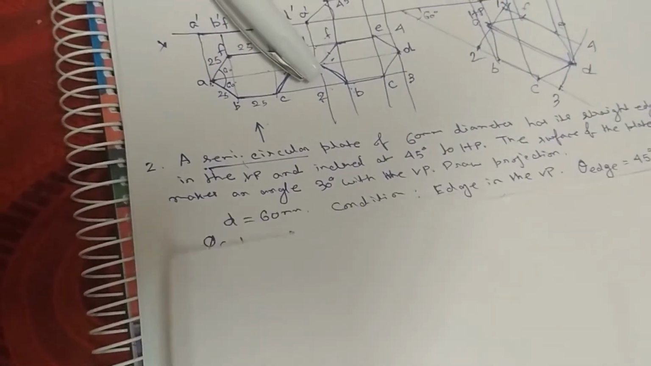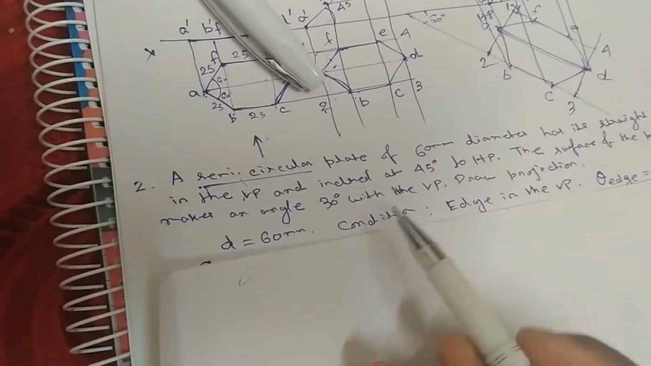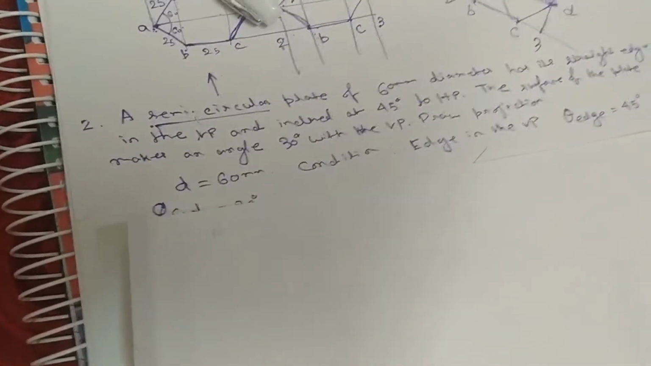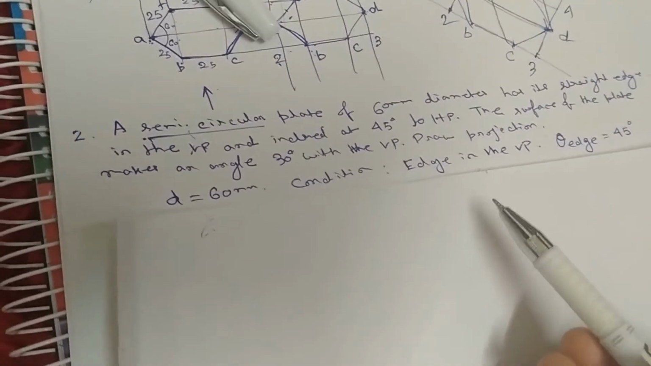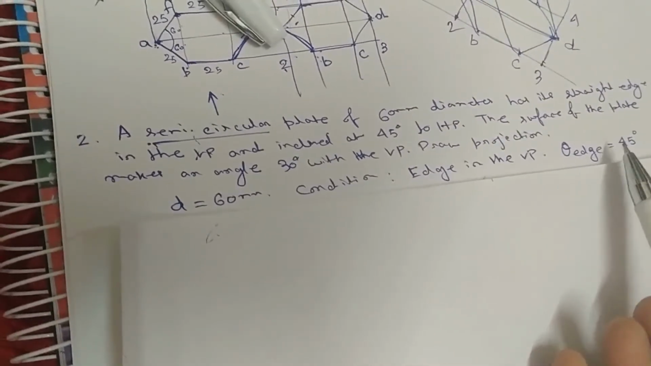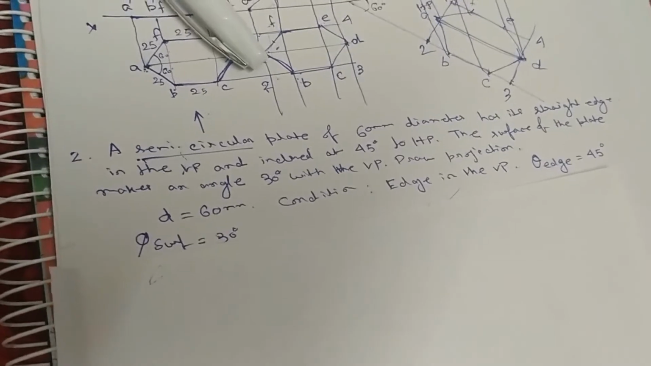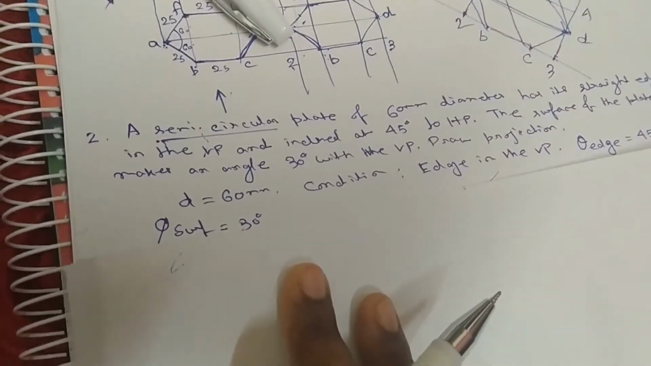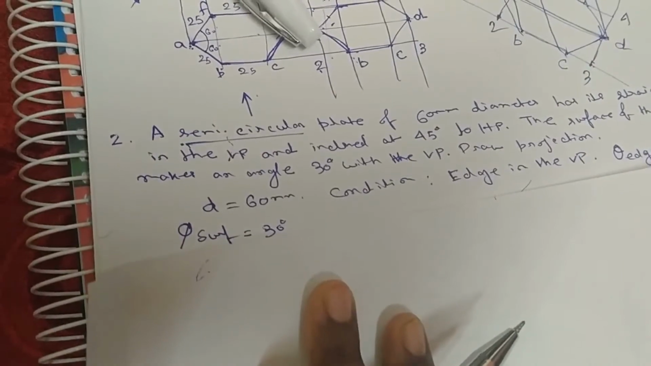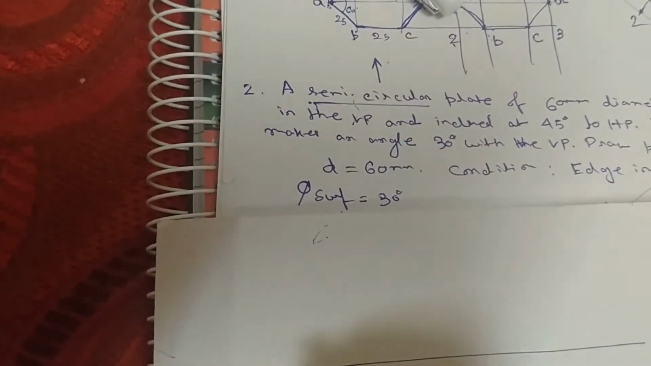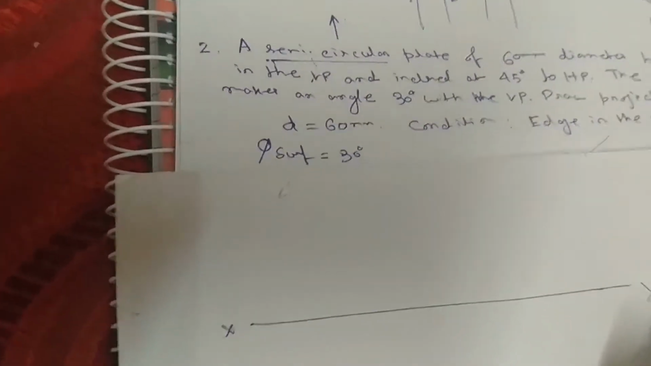So diameter is 60 mm, condition is edge is in the VP, and that edge is making angle theta to 45 degree, and surface angle, that is phi surface, is 30 mm. So now let's start with our 2D plane. This is our XY plane.